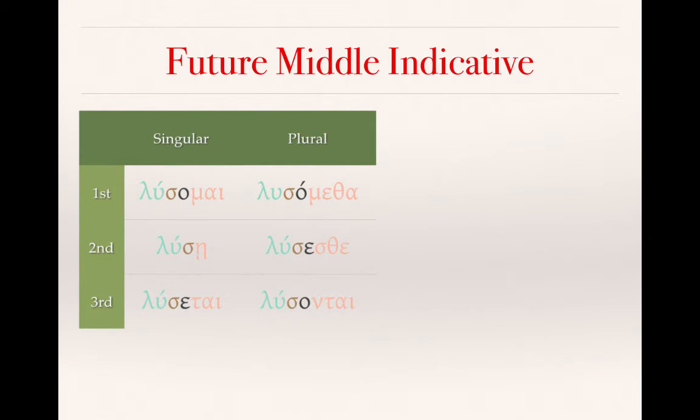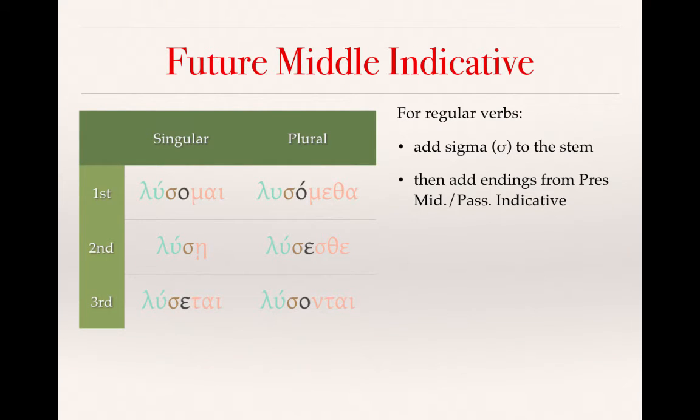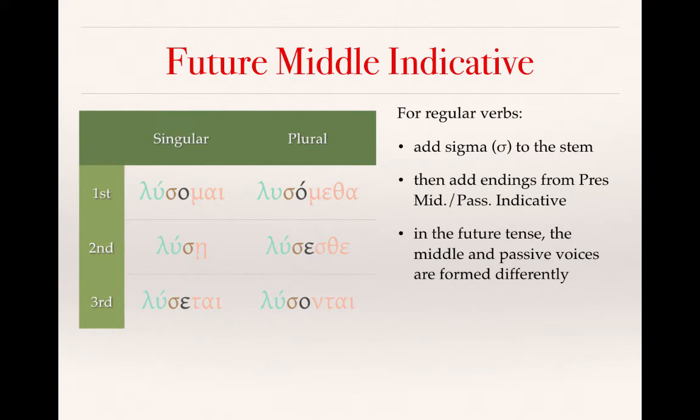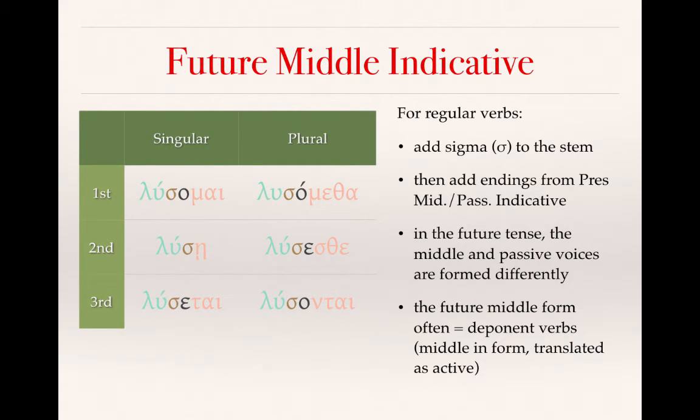All right, again, just a few notes about the future middle indicative. Once again, we're going to add the sigma to the stem. Then we add endings from the present middle passive indicative. And it's worth pointing out that in the future tense, the middle and passive voices are formed differently. So we will only parse verbs that appear like this as future middle indicative. The future passive indicative will be introduced in a later lesson. So often we will see future middles that are middle in form, but they have an active meaning.